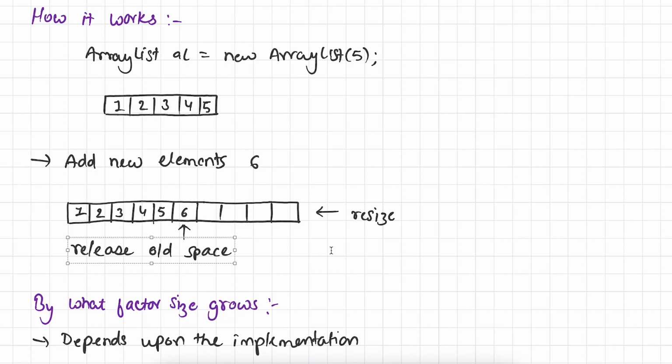And vice versa, if we remove elements one by one, let's say if we remove 6, 5, 4, it's going to shrink the size of the array internally. Okay, that is why we call it a growable ArrayList. It can grow in size or it can shrink in size.